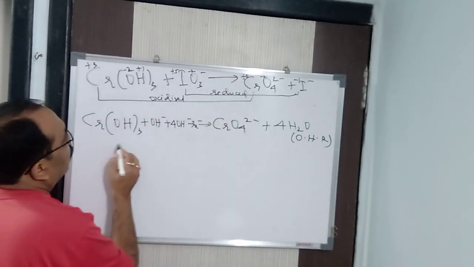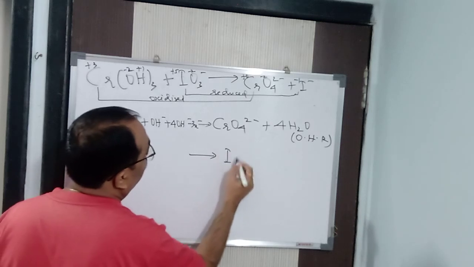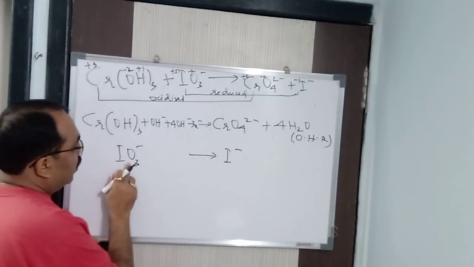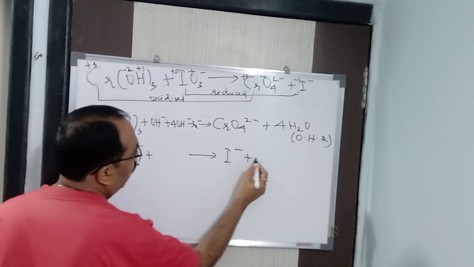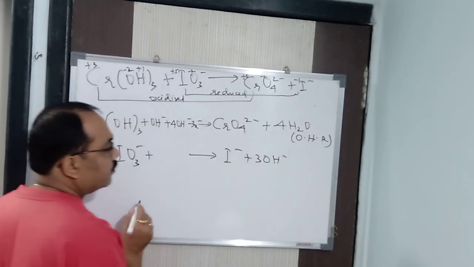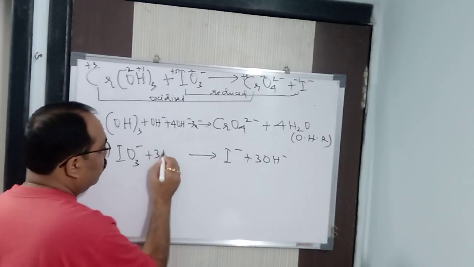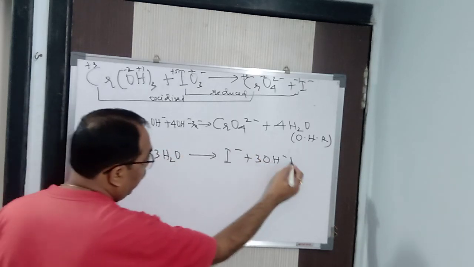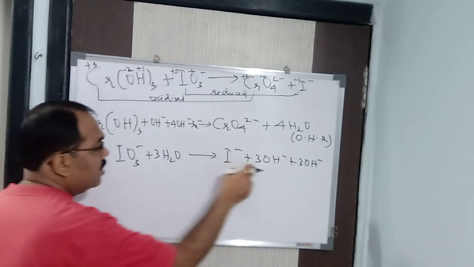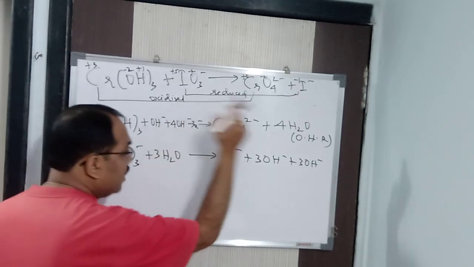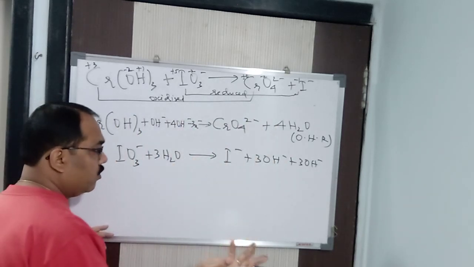Now IO3 minus to I minus. Now here there are 3 oxygen, so what will I do? Here I will put 3 OH minus. 3 oxygen, so 3 OH minus. Now how many hydrogen? 3 hydrogen, so 3 water. So what should I do on the opposite side? Again 3 OH minus, I will put on the opposite side. Why? Because 3 water means 3 OH minus. N water means N OH minus. Remember that always. Finish. This much only you need to remember.